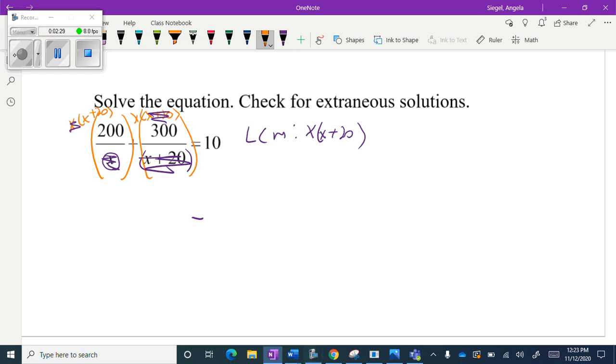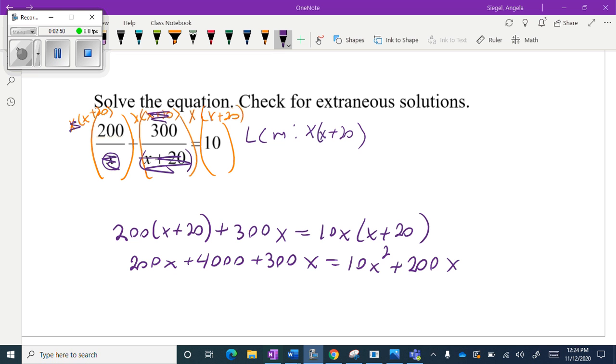Hey guys, I just realized that I did not multiply this guy over here by our common denominator, so we can't forget that. Okay, so on the right-hand side, I'm going to get like 10x times x plus 20. So nothing cancels out there. So I'll rewrite it. Go ahead and finish it and see what you get.